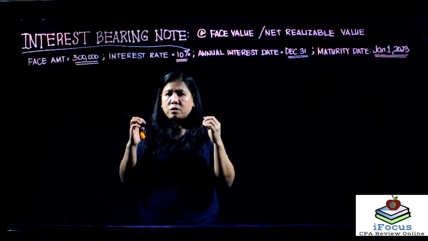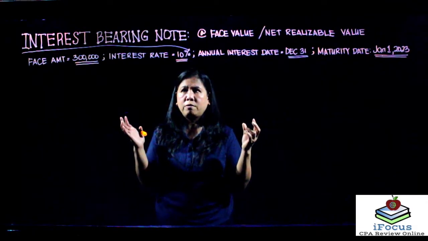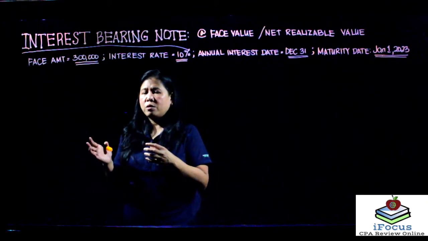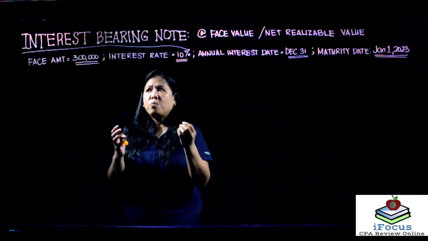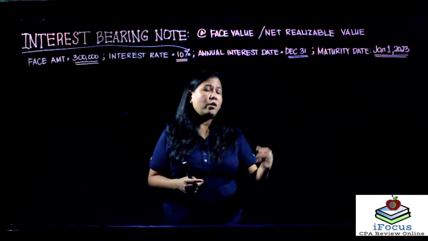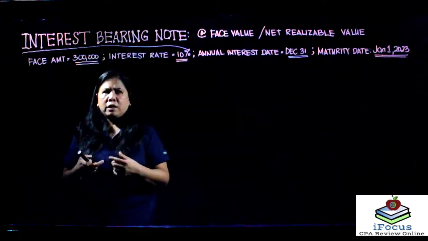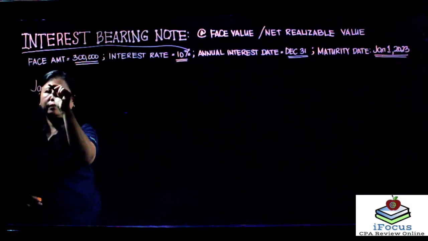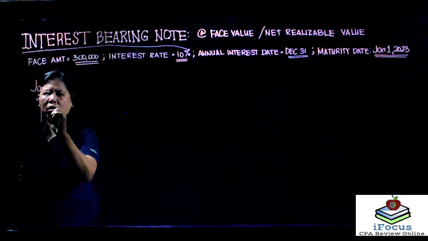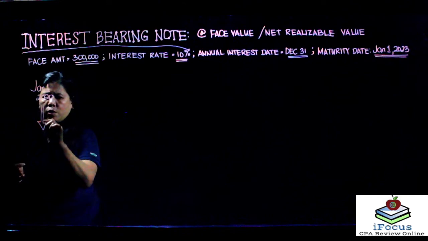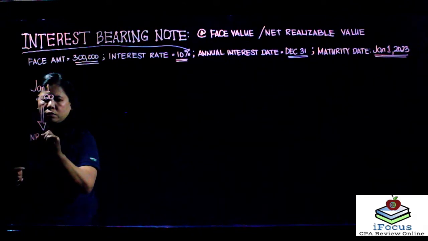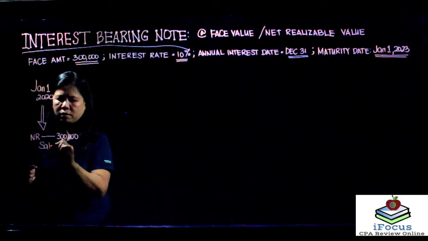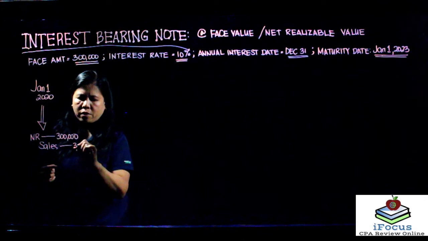Let's say, for example, this is a lump sum payment of an interest-bearing note. So meaning to say the maker will pay the company 300,000 on maturity date of January 1, 2023. Let's say, for example, the transaction occurs on January 1 of 2020. So on the transaction date, our entry for this sale will be debit to notes receivable of 300,000 and credit to sales of 300,000.